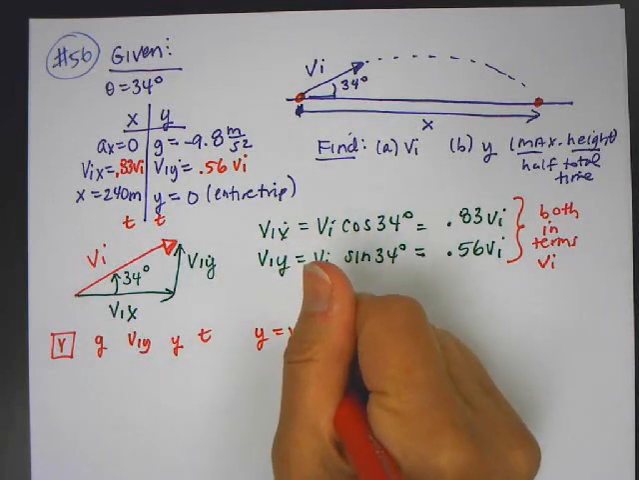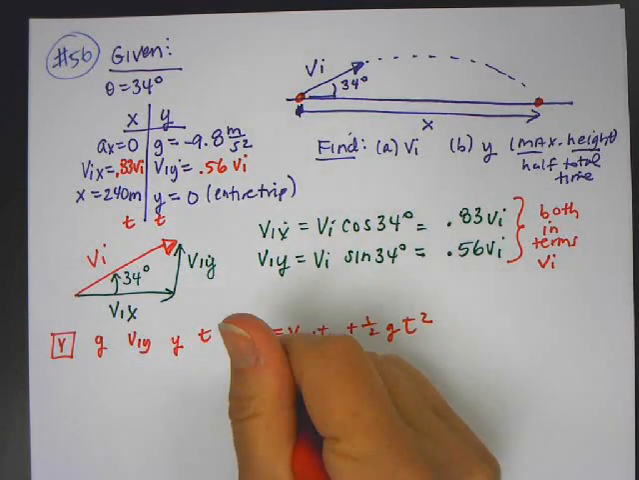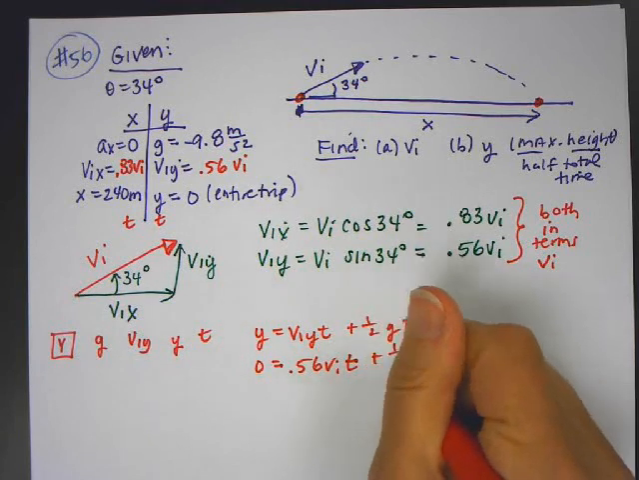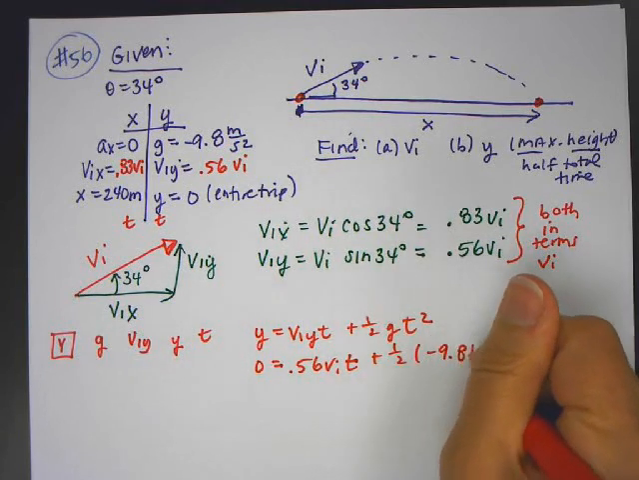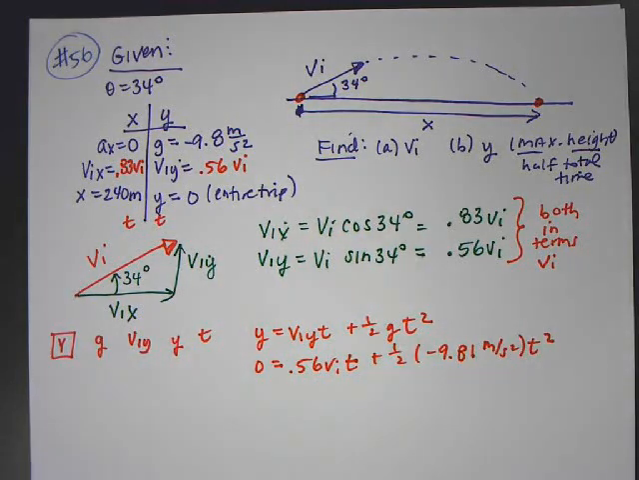I'm going to say Y is equal to VIYT plus 1/2 GT squared. And I'll substitute in my values. 0 is equal to 0.56 VI times T plus 1/2 negative 9.81 meters per second squared times T squared. Now, we don't want to use the Pythagorean theorem. We don't want to use the quadratic equation, because we don't have T, but then we also don't have VI.